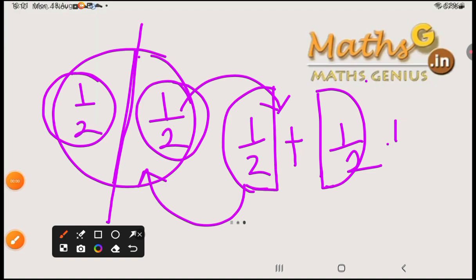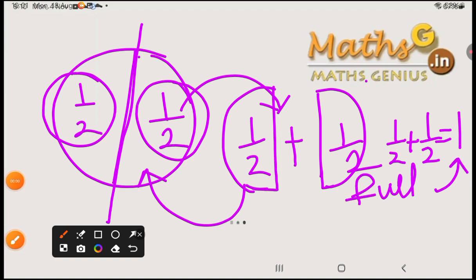So what does it mean mathematically? Now half plus half will again come back as 1, which we say full or otherwise whole. Whole of the cake or full cake.